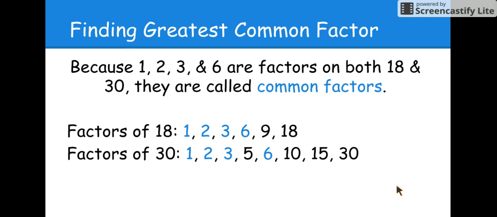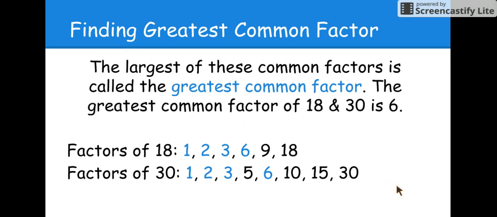These are called common factors. The largest of these common factors is called the greatest common factor. The greatest common factor of 18 and 30 is 6. So you can see it's the largest number they have in common.